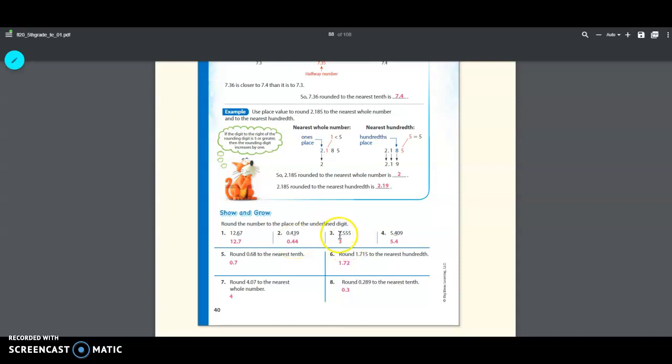I'm now going to round to the whole number, so I look to the right. It's 5 or greater, which means I'm going to round up to 3. Here, I'm going to look at the tenths place. I'm going to look to the right. It's a 0. That means I'm not going to change it at all. It's going to remain the same. It's going to stay 5 and 4 tenths.